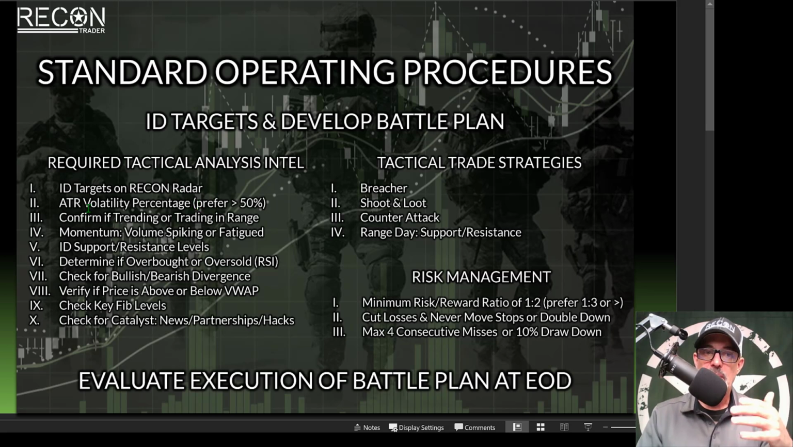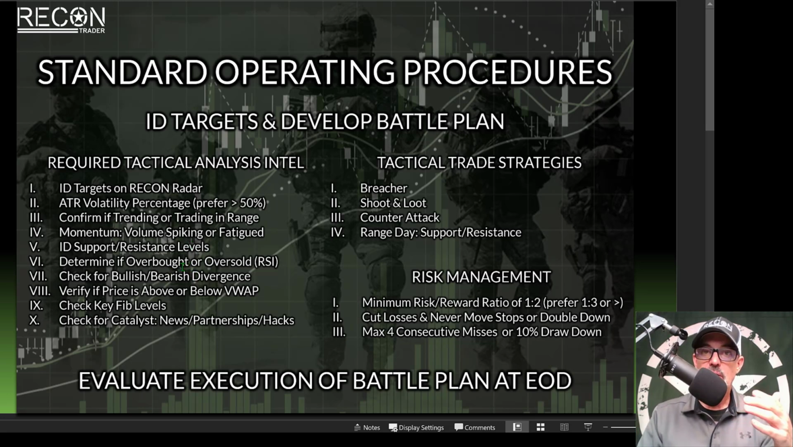So when my day starts, I basically try to ID targets from my radar. I'm actually looking for some volatility out of those targets. I prefer greater than 50%. I always confirm if the price is trending or is trading in a range. I look at the momentum. For example, is volume spiking or is it fatigued? I ID support and resistance levels. That will come in handy when determining profit or stop loss targets.